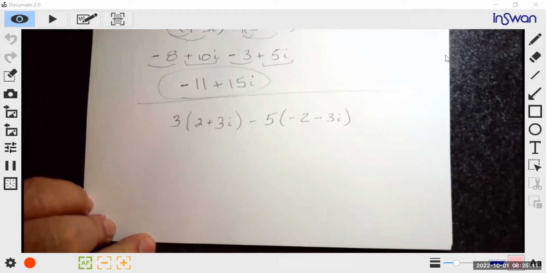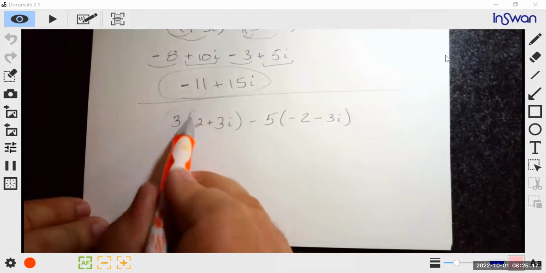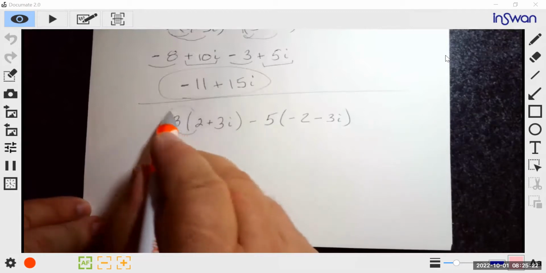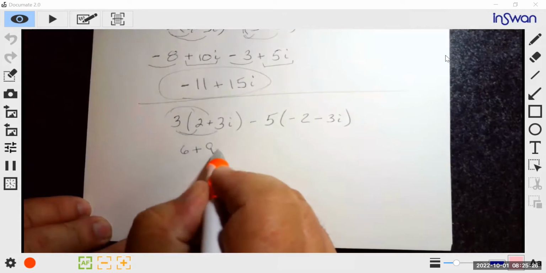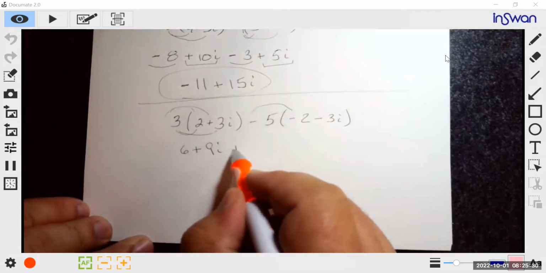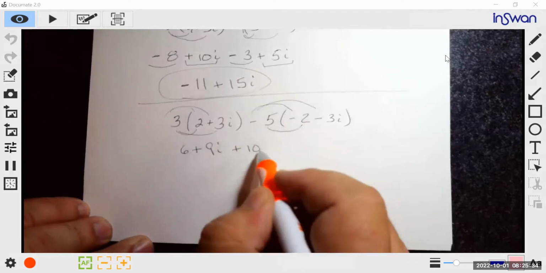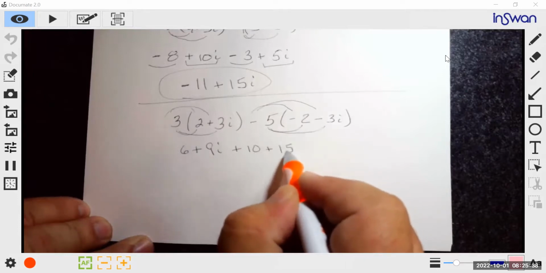Let's try it again. So it's positive 3, so positive times positive is a positive. 3 times 2 is 6. Positive is a positive. 3 times 3 is 9i. Negative times negative is a positive. 5 times 2 is 10. Negative and negative is a positive. 5 times 3 is 15.